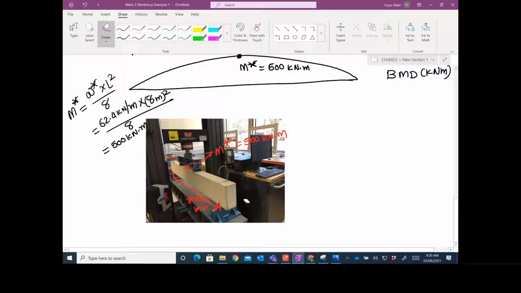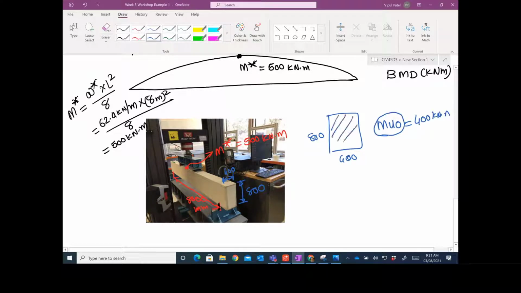Now my question is, let's say this is 400 and let's say this is 800. Is it 800, right? 400 by 800. Now let's say when I calculate this cross section, which is 400 by 800, do you remember from my lectures we have examples where we calculate MUO. Let's say my MUO is 400 kilonewton per meter. By the way, this is the capacity of your beam.